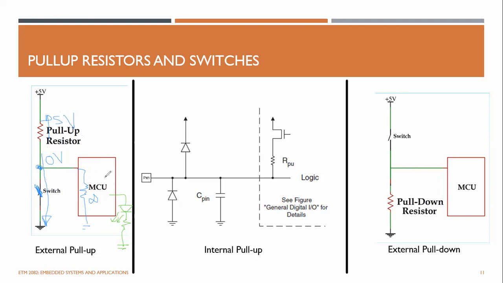So you can write a code. Once it is pressed, you just keep checking what this voltage is. Before pressing the switch, it was at 5 volt.